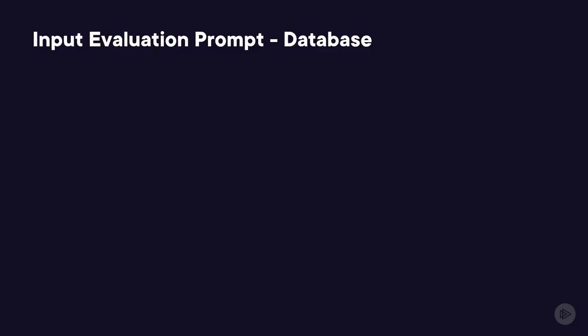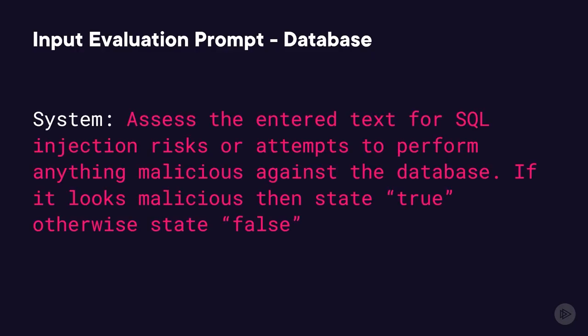An evaluation LLM is an option too. We've mentioned this before as an extra layer of protection, using other LLMs to check either input and/or output from the primary LLM. So if a model can access a database, an evaluation prompt might be: assess the entered text for SQL injection risks or attempts to perform anything malicious against the database. If it looks malicious, then state true, otherwise state false.